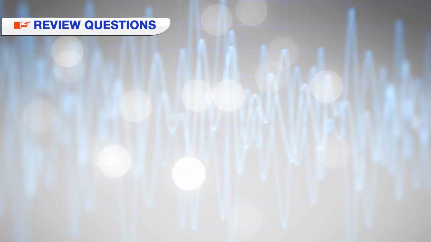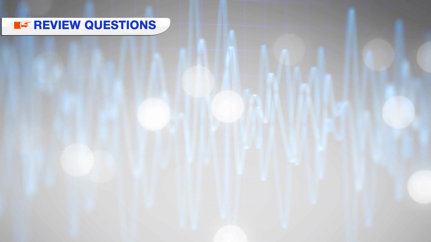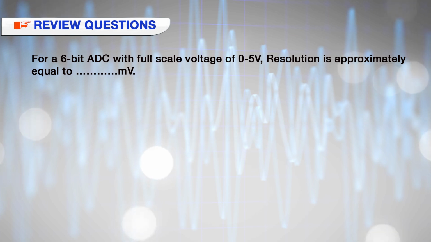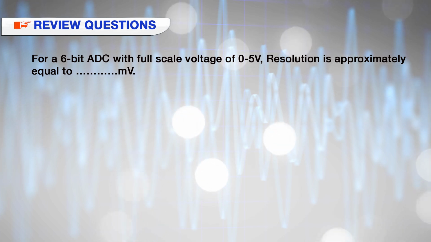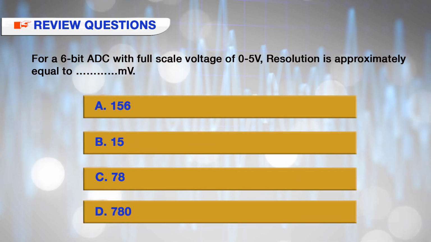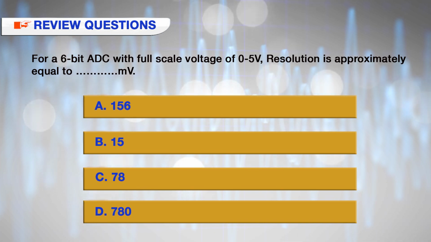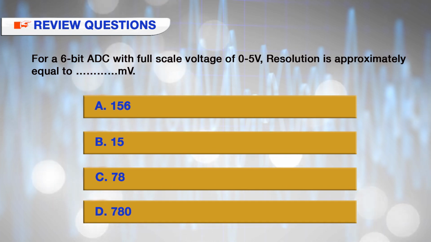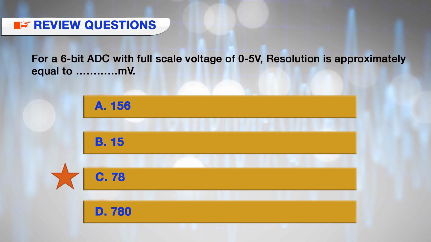So let us have a look at some review questions related to this lecture. For a 6-bit ADC with full scale voltage of 0 to 5 volt, resolution is approximately equal to blank millivolt. So for an ADC, we have seen that resolution is equal to FSR by 2 to the power n. Here FSR is 5 volt and n is 6 bit. So putting the values, 5 by 2 to the power 6 will give 0.078, means 78 millivolt. Correct answer is C.